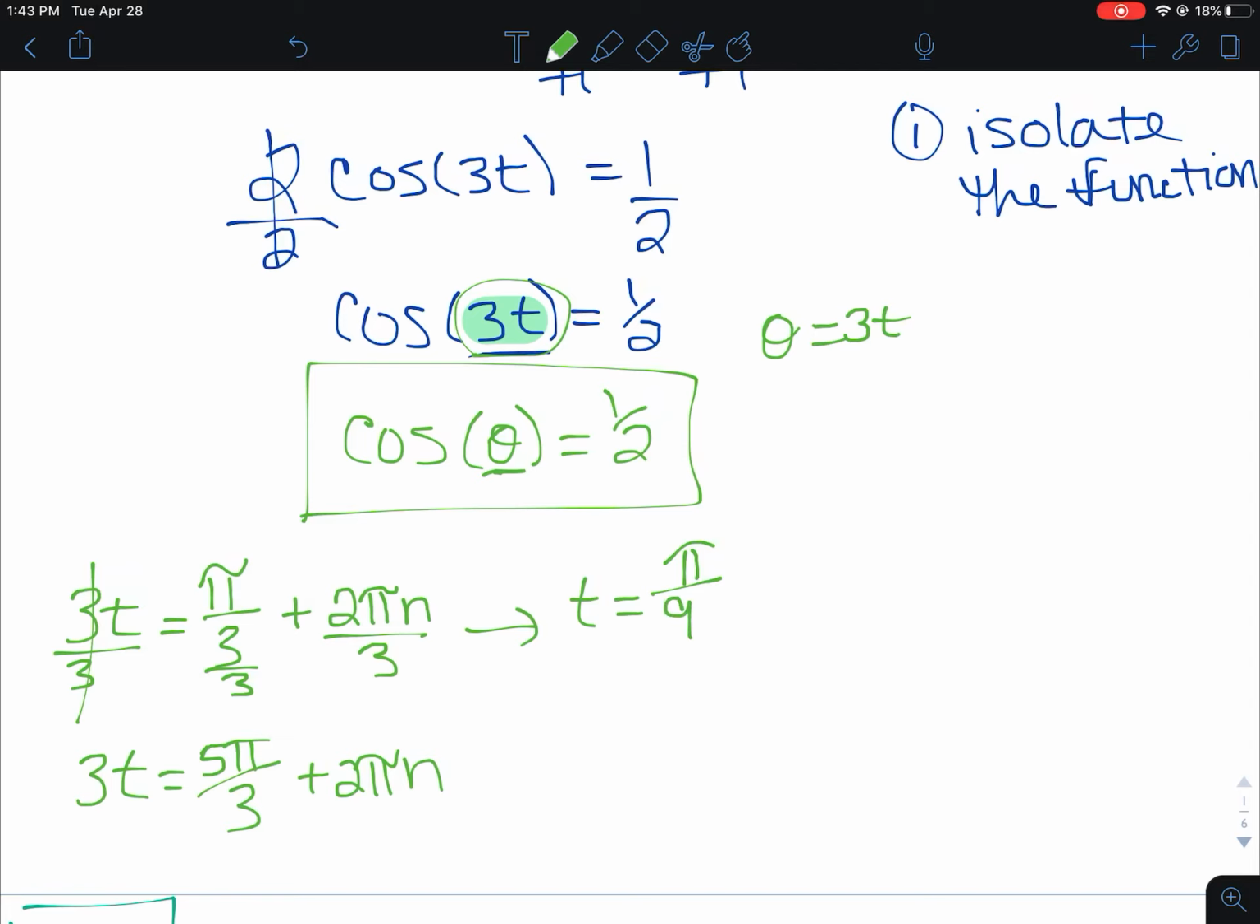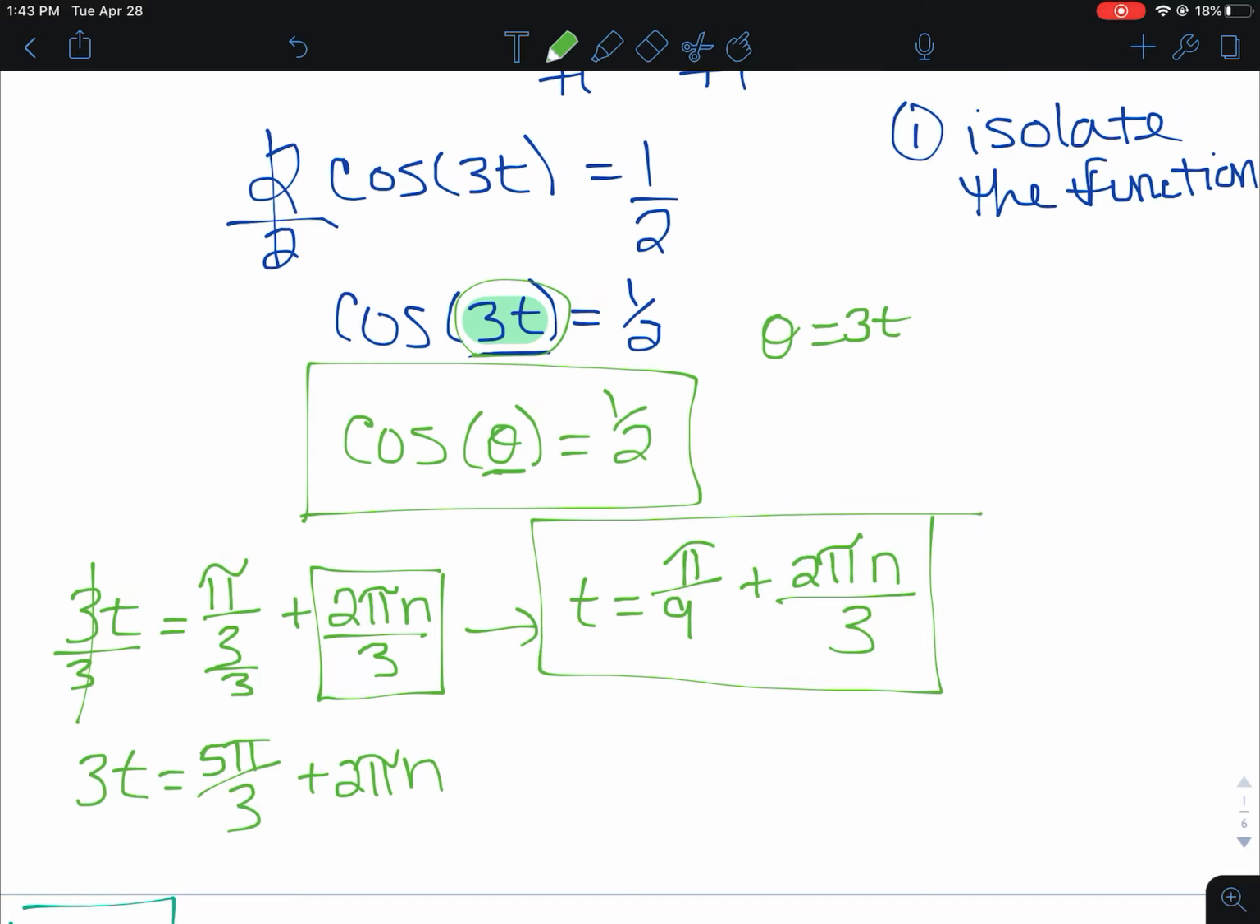And then the second piece, it's 2 pi n divided by 3. Well, nothing there can be simplified, so I'm just going to leave it as that. So t is really equal to what we got for theta, the pi over 3 plus 2 pi n, divided by 3, because inside our function was 3t.